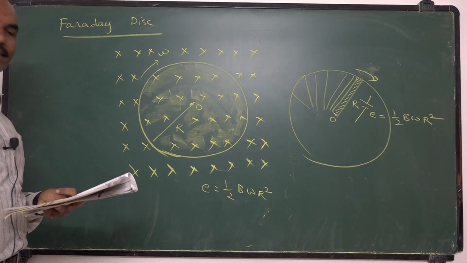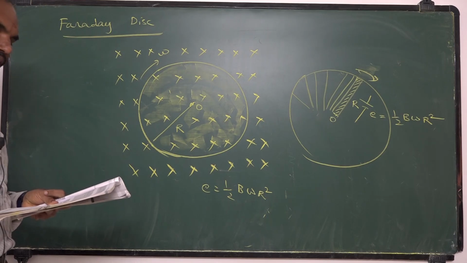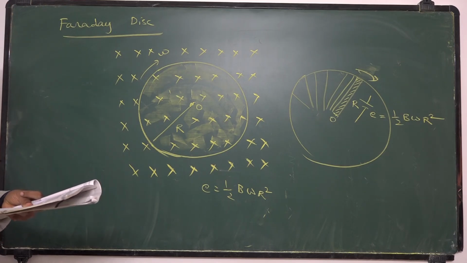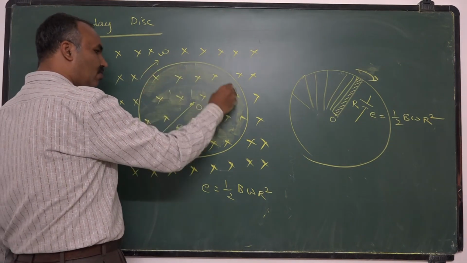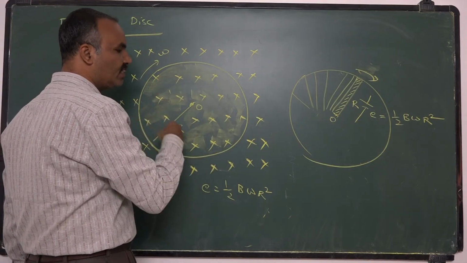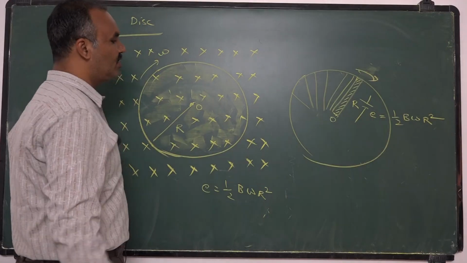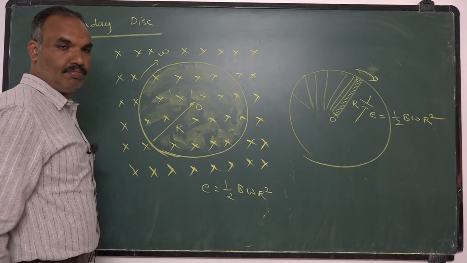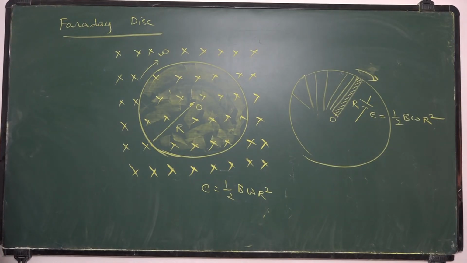So a conducting disc, known as Faraday's disc, is rotating in a uniform magnetic field into the paper, as shown in the figure, with an angular velocity omega. The flux linked with the disc is always fixed. The number of lines of force is fixed. Even though the flux linked with the disc is fixed, it is generating some EMF. The generated EMF is given by half B omega r square.